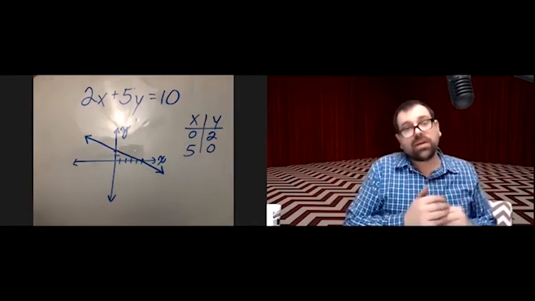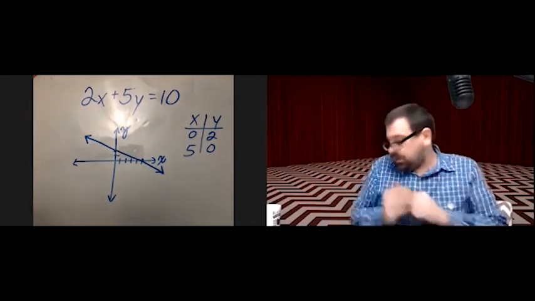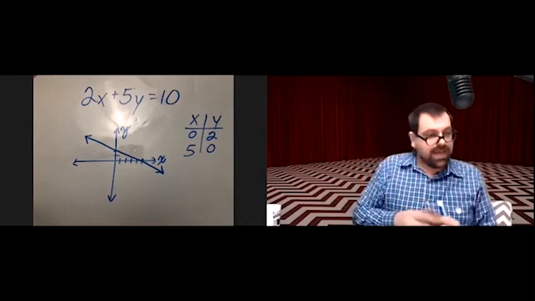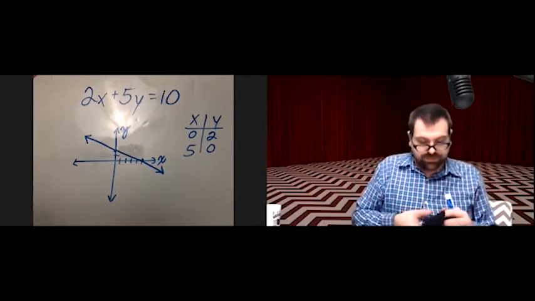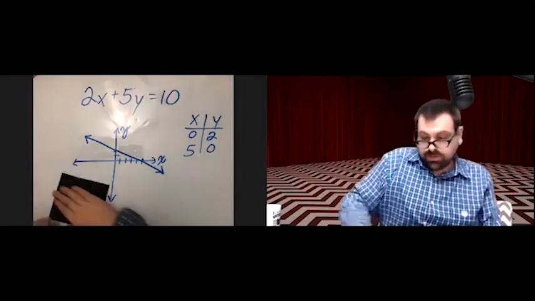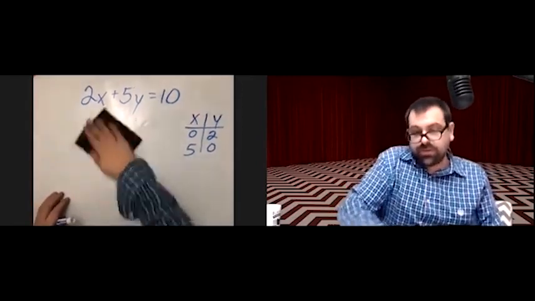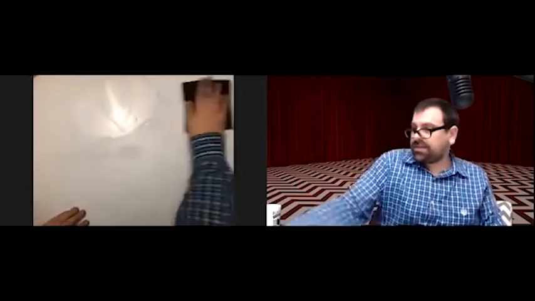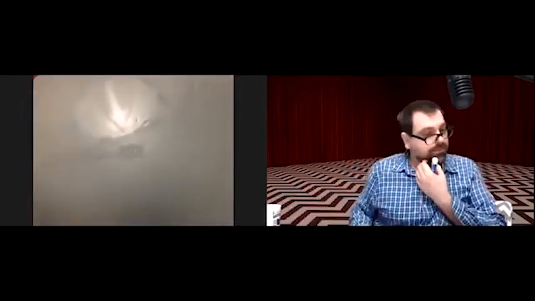Even if it doesn't work out to whole numbers, you can still use the intercepts. If it asks you to use the intercepts to find it, then you have to. If it gives you a table to fill in, then you have to. But if it just says graph by plotting points, or it just says graph and doesn't specify the method of how to graph, then you can use any method available.